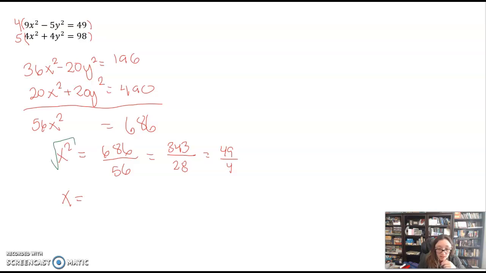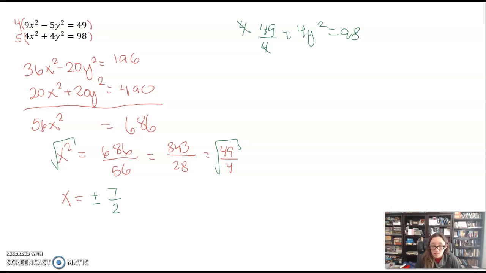So the square root of this side and the square root of this side. So we get x equals plus or minus 7 over 2, because the square root of 49 over the square root of 4. Okay. Now we can use both of those x values to plug in and solve for the y's. It doesn't matter which one you're doing. Okay, so 4 times 49 fourths, because that's what x squared was, and we have a 4x squared, plus 4y squared equals 98. Okay. 4's will cancel here.